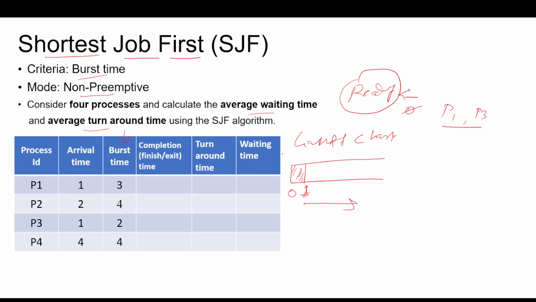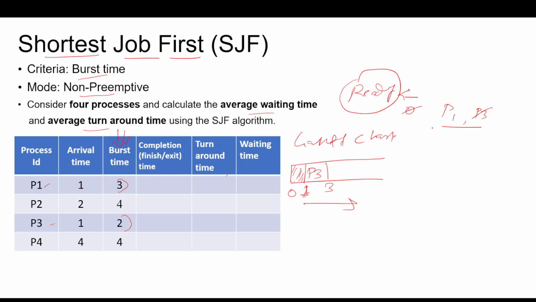Which process are we supposed to execute? It is based on the burst timing, because our criteria is burst time. So we have to consider the shortest burst timing between P1 and P3. Which process has the shortest timing? You can see 3 units for P1 and 2 units for P3. So the shortest is P3, and that is why we will execute P3 first. How much timing? 2 units. That means 1 plus 2 is 3. So P3 is executed.